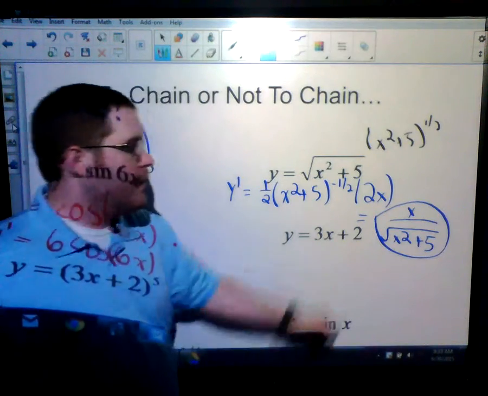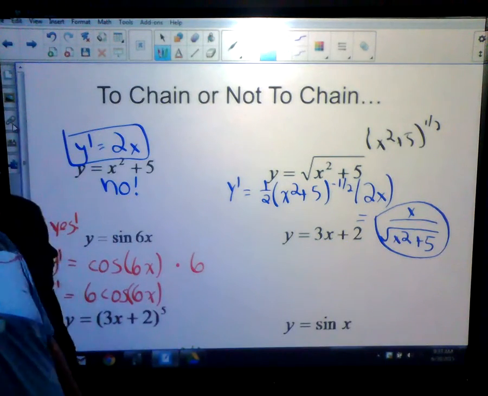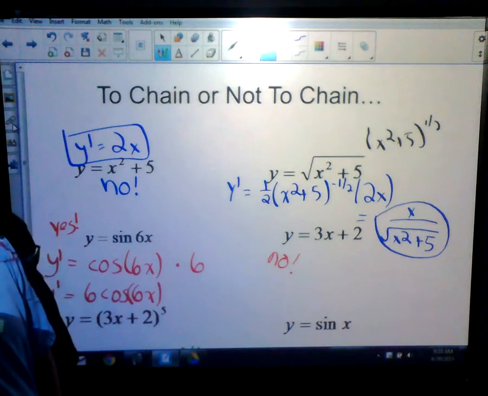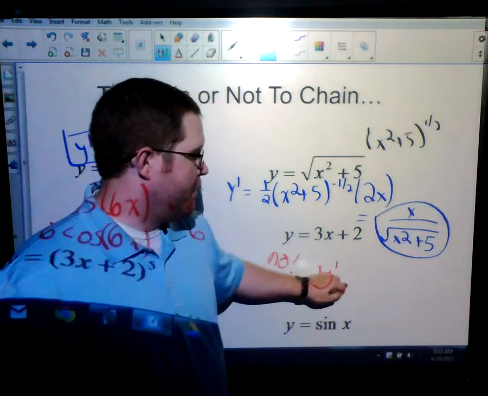How about the next problem, 3x plus 2? Is that a chain rule problem? No, it's not, because there's no outside and inside function. It's just 3x plus 2. Y prime equals 3.